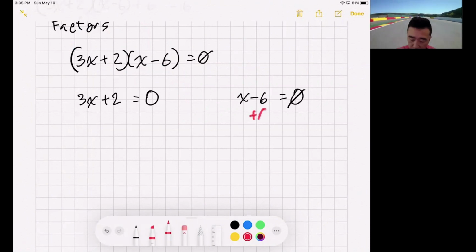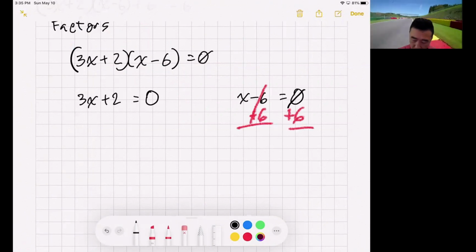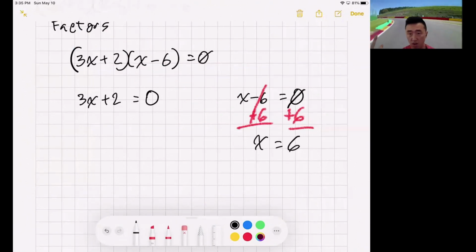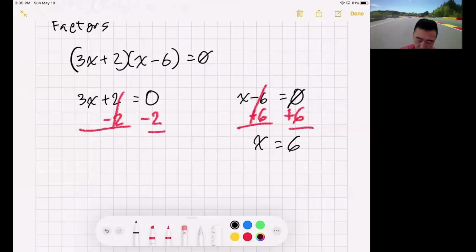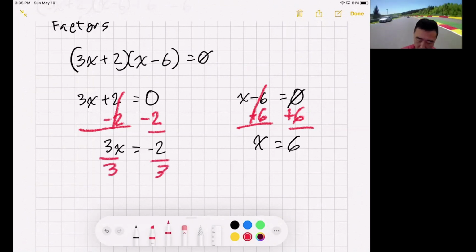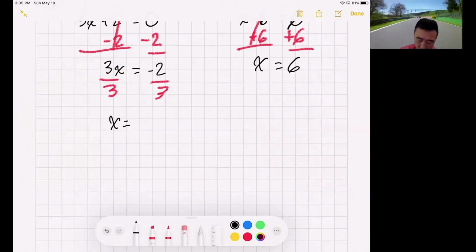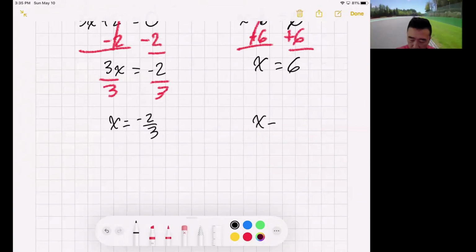Okay, and then I'm gonna go ahead and check it out here. Let's do this one first. This one's easy. Plus 6, plus 6. x equals 6. That's one solution. Here's where you get a little tricky. You're gonna end up with a fraction, but hey, you guys are smart enough to handle fractions, right? I divide by 2. End up with 3x equals negative 2. I divide by 3. x equals negative 2 over 3, and x equals 6.